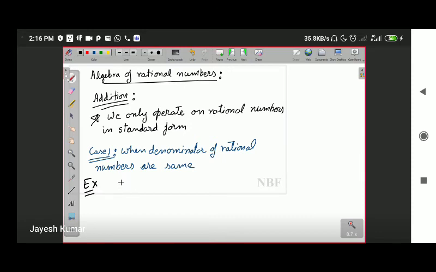Okay, so your question is: add 7 upon 9 and 4 upon 9. This is the question. It is from your book. Now, for this question, the numerators are different. It doesn't matter whatever the numerators are, whether they are the same or not, whether their signs are the same or not. What we are interested in is the denominator. See, both the denominators are 9.